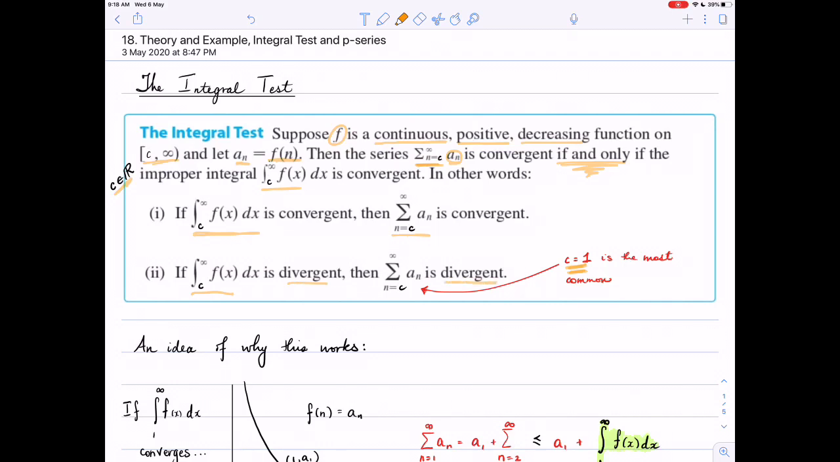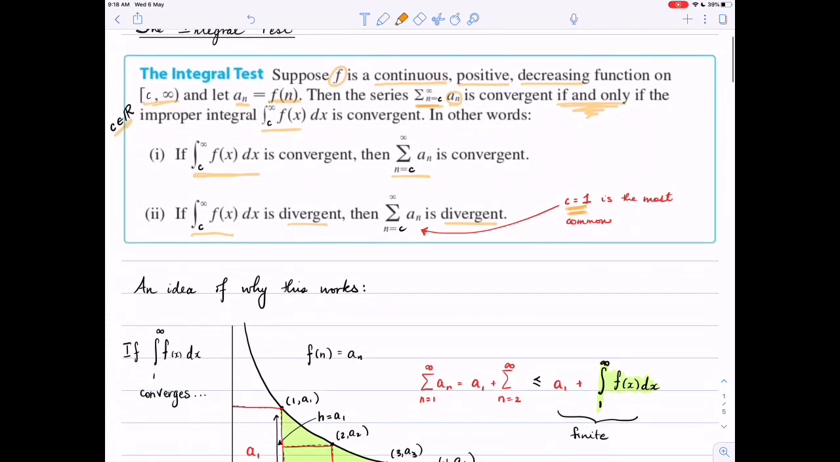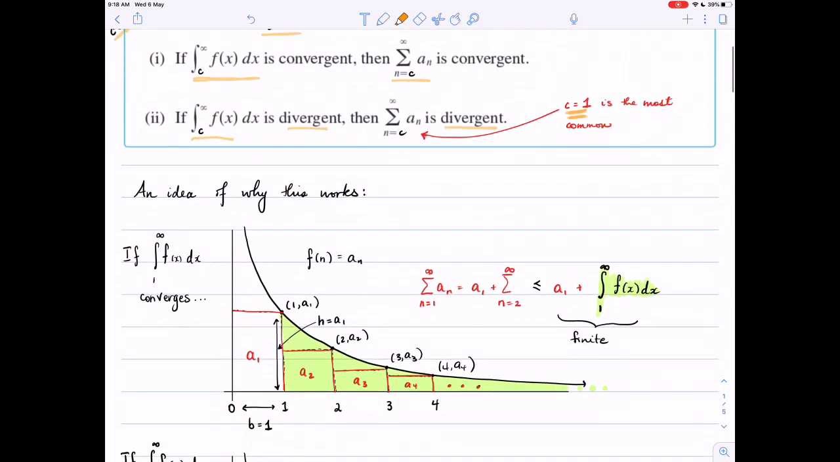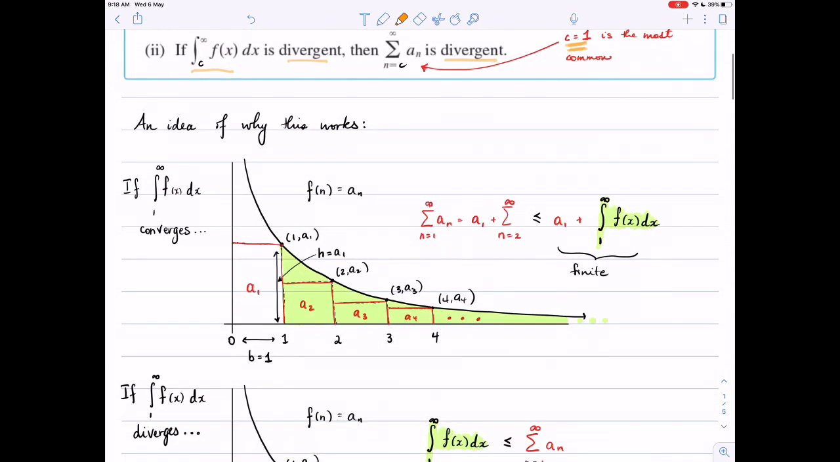So let's just have a quick peek at a sketch of a proof here as to why this works. This is not an official formal proof, but just an idea of why this is reasonable. So if we look first in the convergent case, here is the graph of our function. Here's the graph of f of x, and the area here, which is in green, if this is convergent, then that area is finite, right?